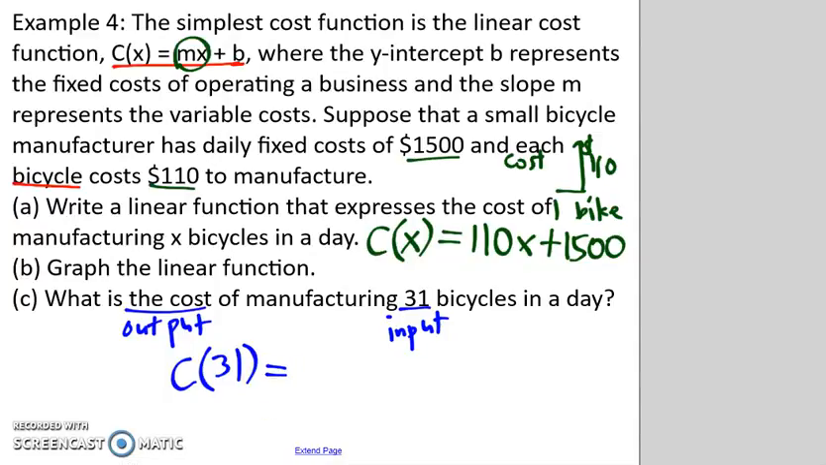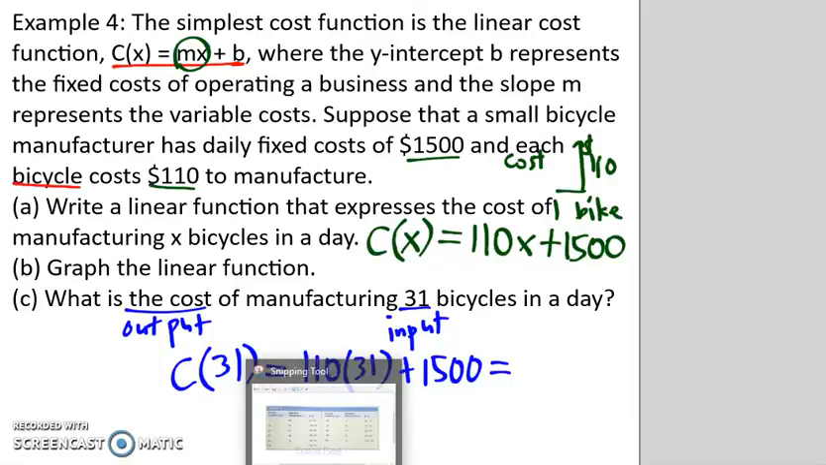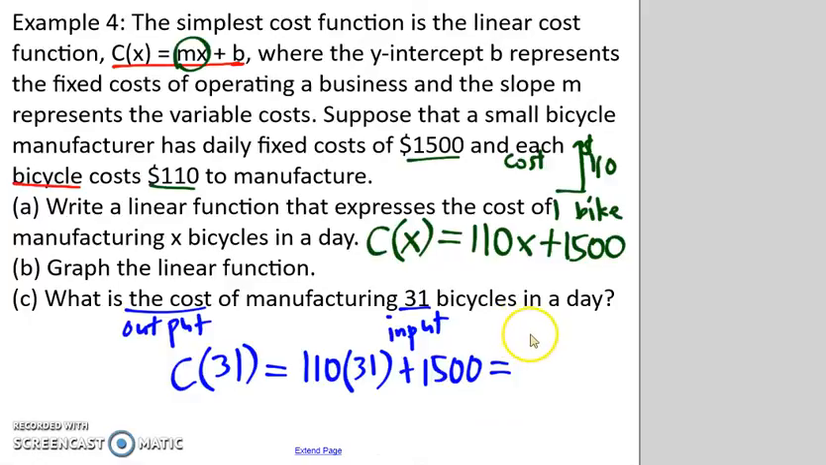It's going to be 110 times 31 plus 1,500. You can just plug that into the calculator, or you can do it in your head. 31 times 100 is 3,100. 31 times 10 is 310. So that's 3,410 plus 1,500. So that's 4,910. Hopefully they can sell all 31 of those bicycles and make some money.